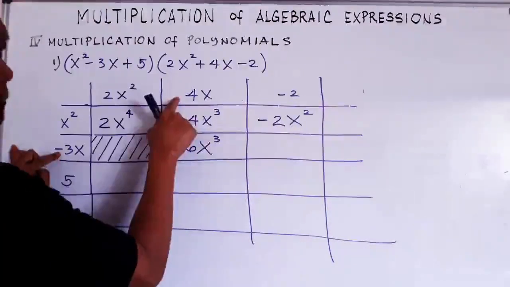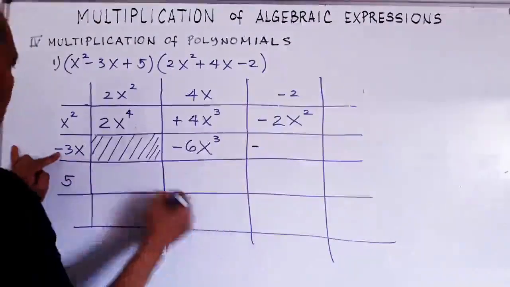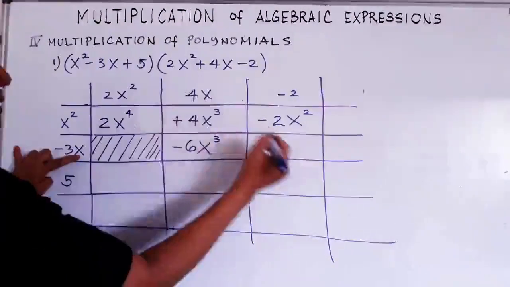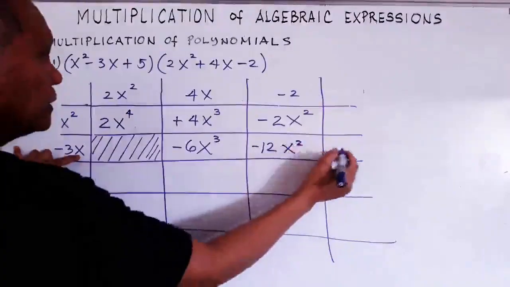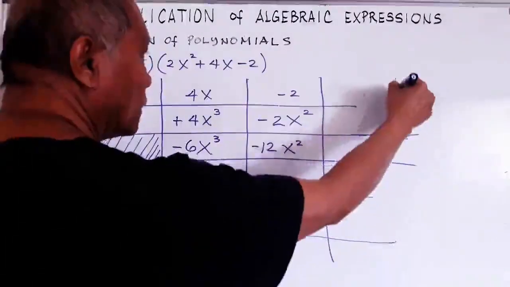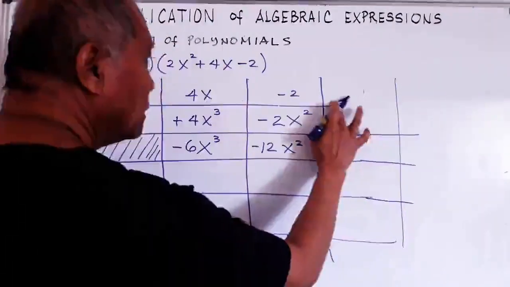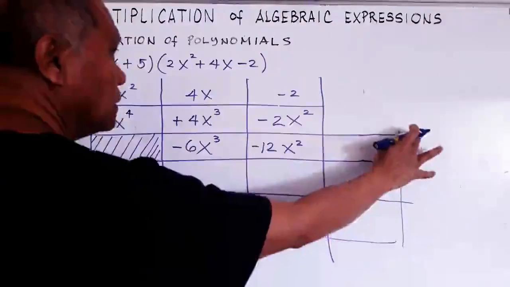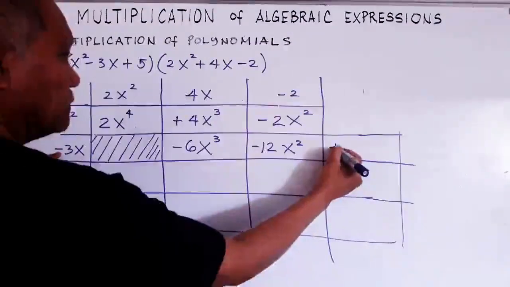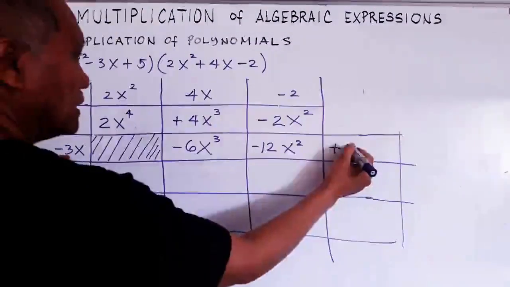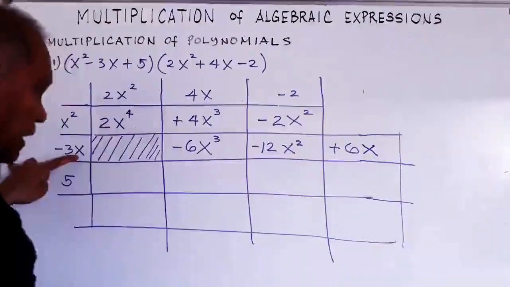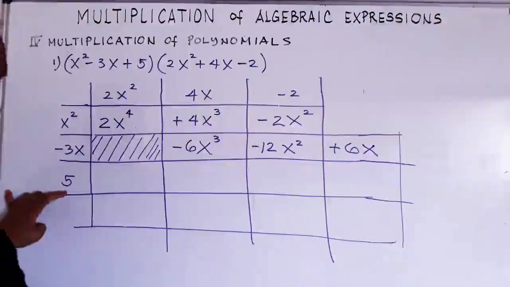Okay. Negative times positive here, it's negative 3 times 4 is 12. X and x makes x squared. So here we need to extend because of the negative 2. Okay, let us extend here. Plus negative times negative is positive. 3 times 2 is 6. We have an x here. We put an x there. Got it? Right, that's this one.